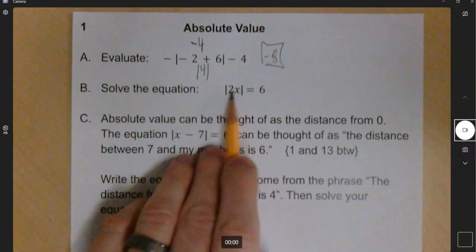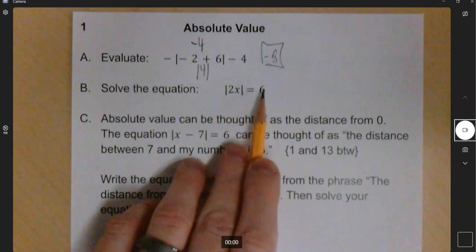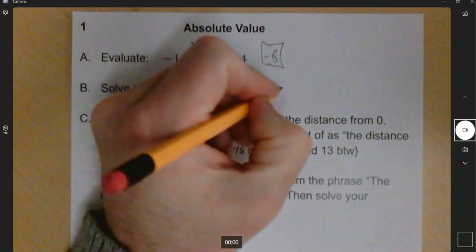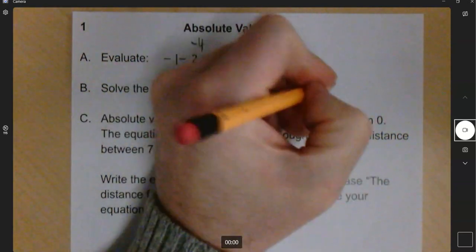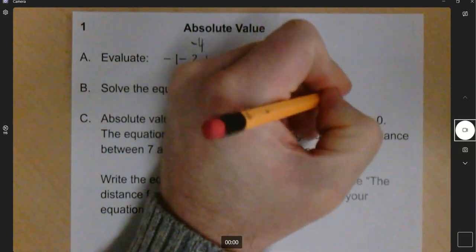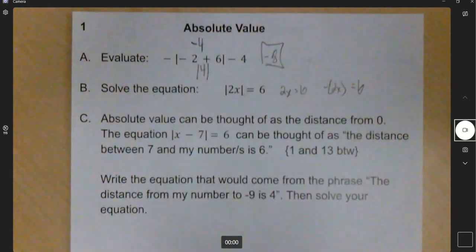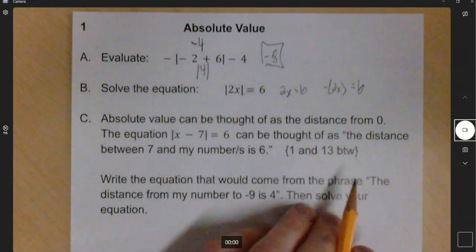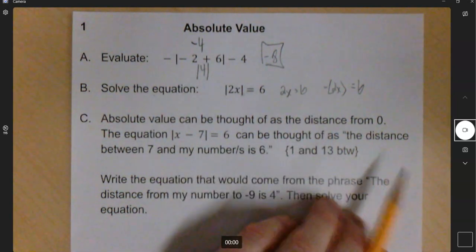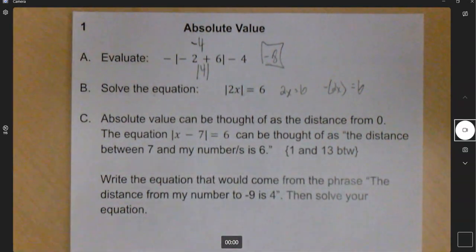It says I'm going to take the absolute value of whatever's inside here, and it's going to equal 6, which means whatever's inside of here, 2x, could equal 6, or the opposite of what's inside of here could also equal 6. Because whatever's inside here, the opposite of that, I'm going to end up taking the absolute value, and that would get rid of that negative sign. But we need to account for that.